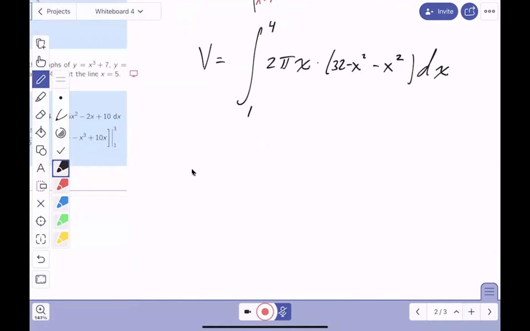I'm going to kind of work through the steps now. I want to see if I get their answer. That's my goal. I'm going to put 2 pi, factor in a constant. And what do you get there? 1 to 4. And, looking on the inside, it's 32, right? So it's going to be 32x. And then minus 2x squared, right? Times x is minus 2x cubed.